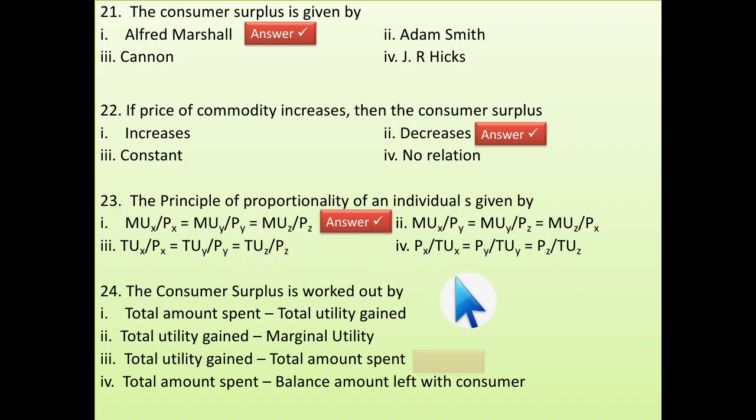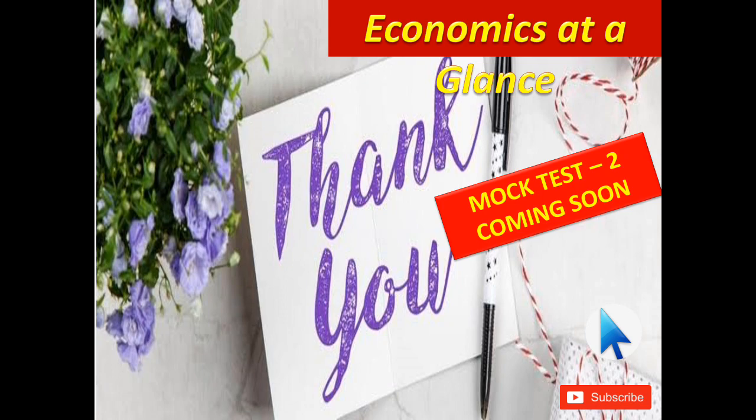Clear? Next, the consumer surplus is worked out by total utility gain, that is according to utility what we are willing to pay, and the total amount spent, that is what we have actually paid. The difference between those is consumer surplus. Okay, fine. So with this, the first mock test is over.